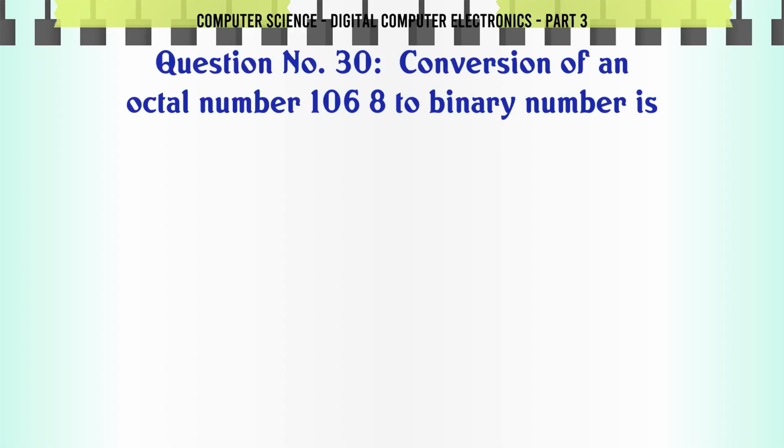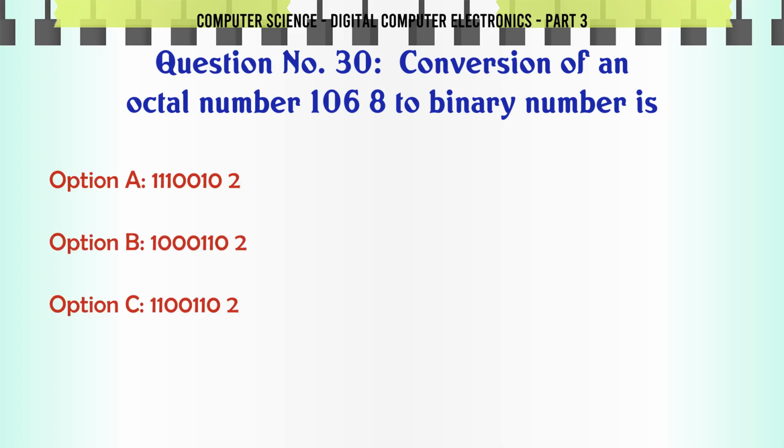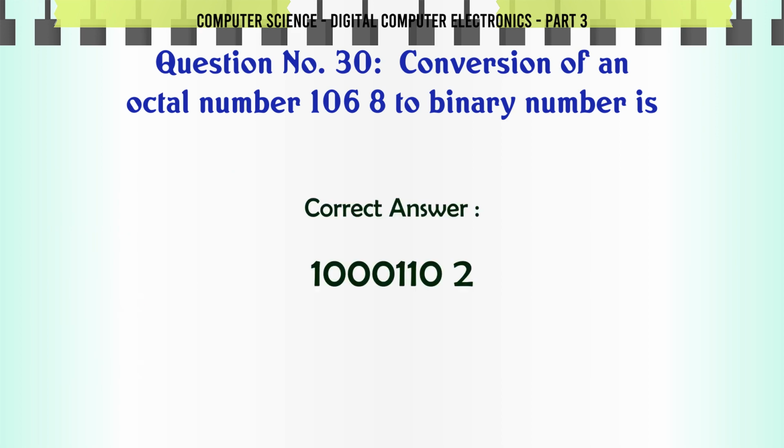Conversion of an octal number 16 (base 8) to binary number is A. 1110010 (base 2). B. 1000110 (base 2). C. 1100110 (base 2). D. 1000110 (base 2). The correct answer is 1000110 (base 2).